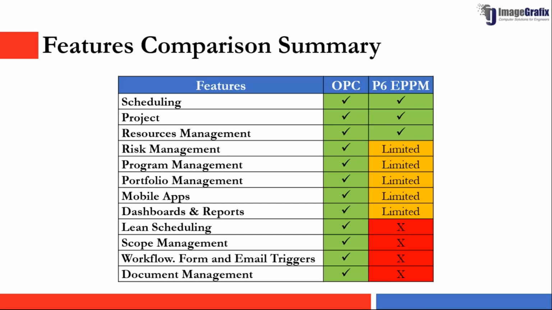Apart from this, from the point of view of connecting the last planner or the site, there are features needed in these particular areas. So the lean scheduling is incorporated in Oracle Primavera Cloud, which is not available in P6 EPPM. Similarly, if you want to put in quantity-based information and monitor and cross-check, that is the scope management available in Oracle Primavera Cloud. The workflows and email triggers which we talked about, and the same way document management, are also additional functions and features available in Oracle Primavera Cloud.